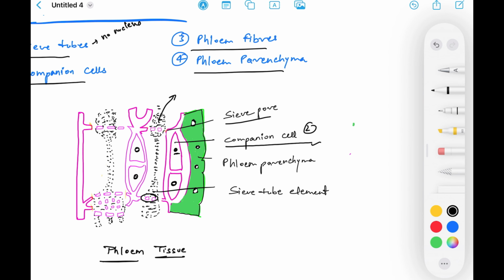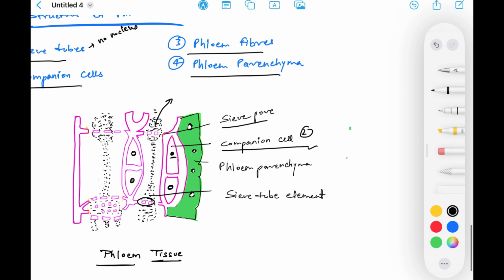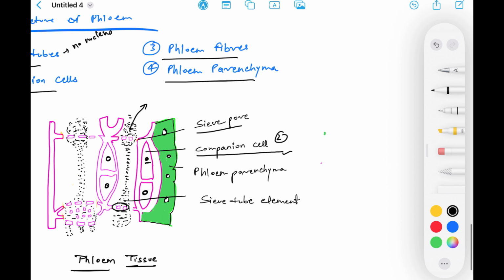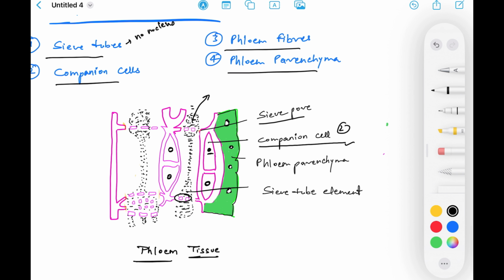Okay, and companion cells help in loading and unloading of food into the sieve tubes. So their main function is to supply energy and control food transport in sieve tubes. Third are phloem parenchyma. They are, we know, living cells that are found beside the sieve tubes. They store food material and assist in the lateral or sideways movement of food.